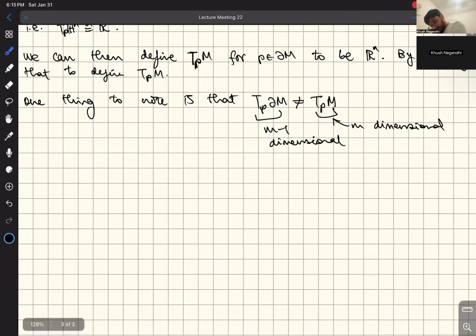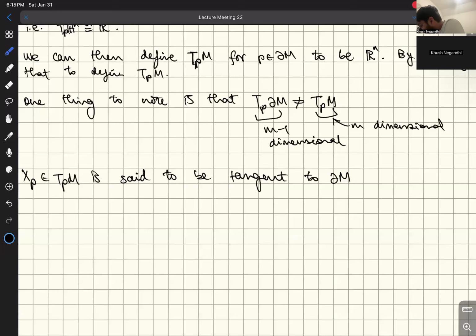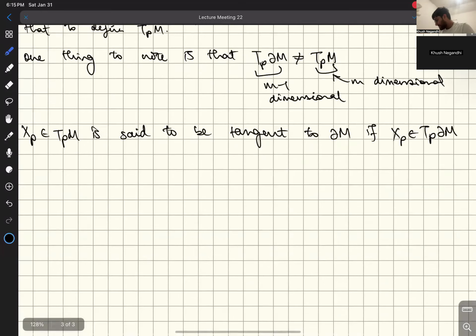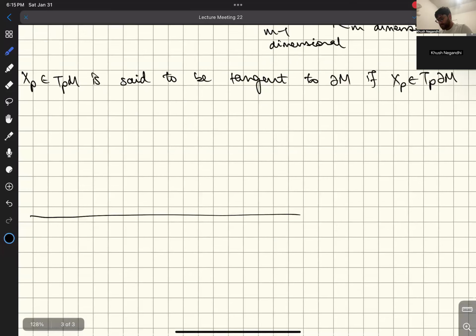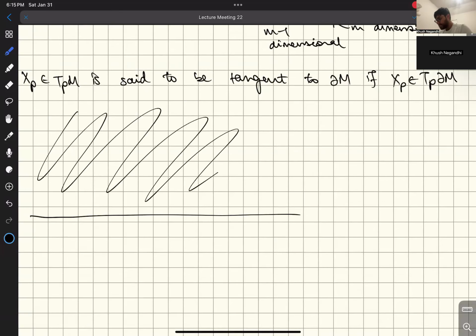And then with this we can say that X_p in T_pM is said to be tangent to the boundary of M if X_p is in the tangent space of the boundary, which is a pretty obvious definition. One thing to note is, for example, let's say we have the upper half plane like this. This is the upper half plane.